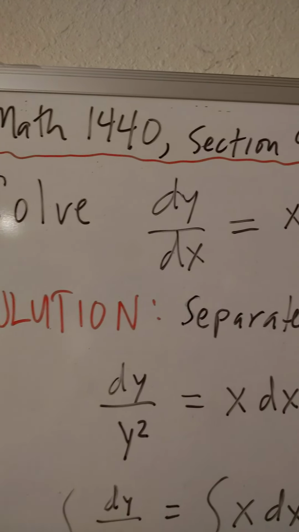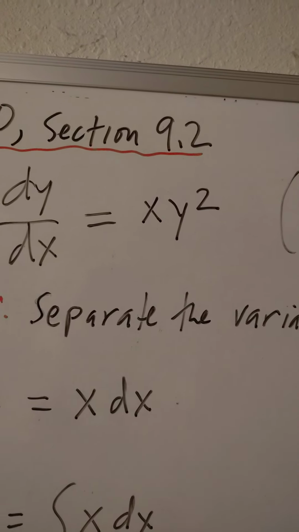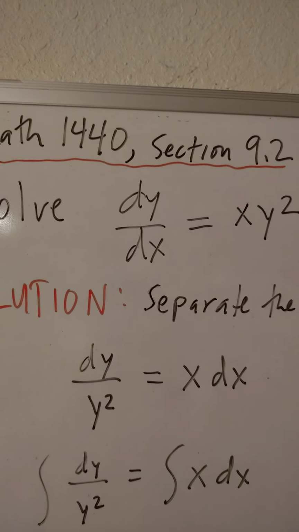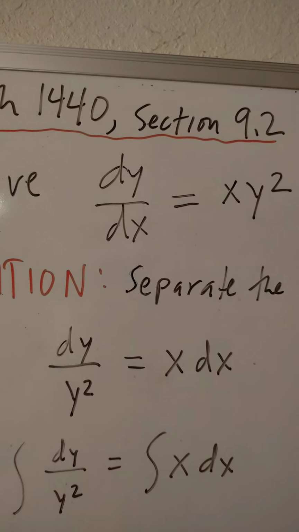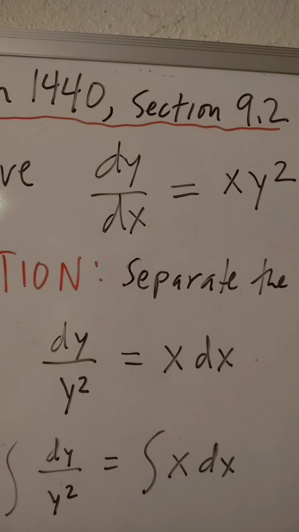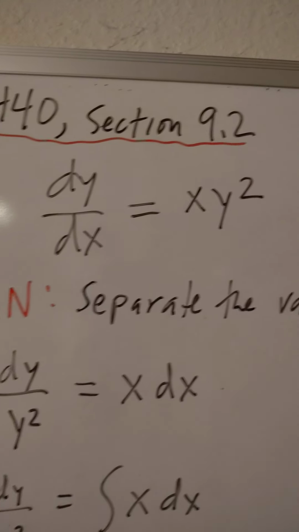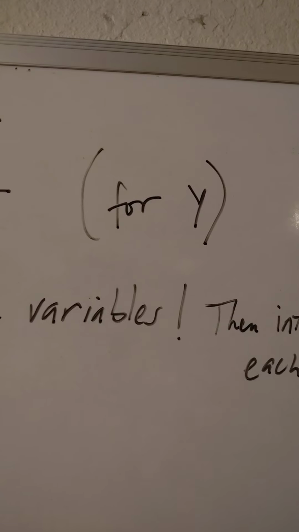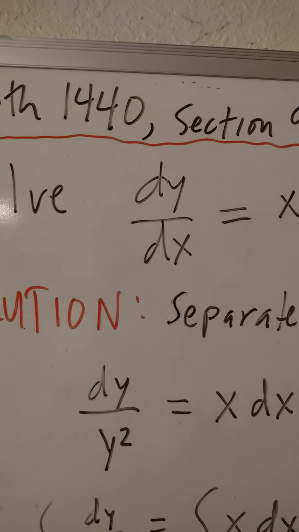So I want to solve dy/dx is equal to xy squared. Whenever you're asked to solve a differential equation, that means you have a derivative in the equation, and ultimately you want to solve it for y. So you always want to solve for y.